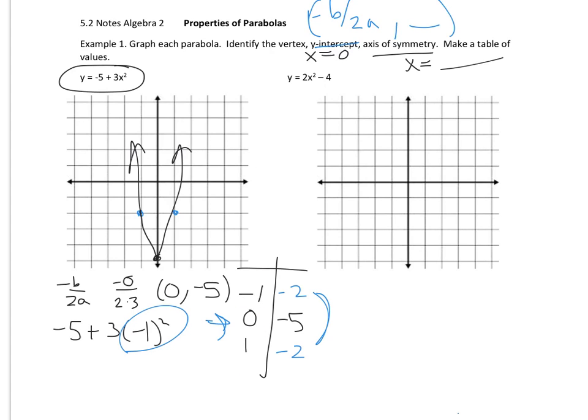I think 5 points is better. And then my vertex is right here. My axis of symmetry is the equation x equals 0. And my y-intercept is 0, -5.